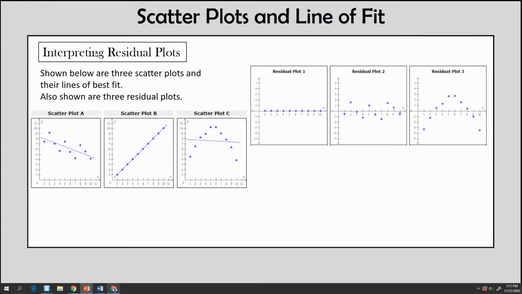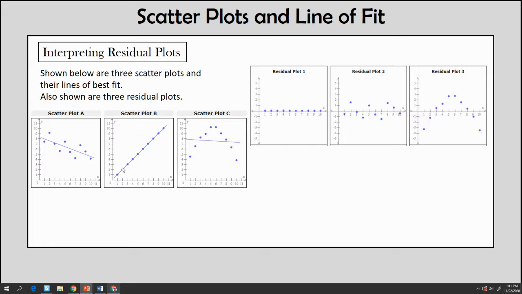So let's interpret these plots. Let's talk our way through this. Shown below are three scatter plots and their lines of fit. Also shown are three residual plots. So here's scatter plot A. You can see the points scattered on here. Here's my line of fit coming down through. There's some above, some below. The differences between the points and the line are the residual values.